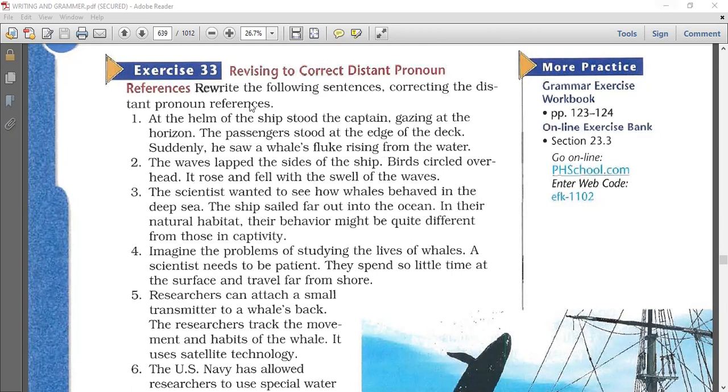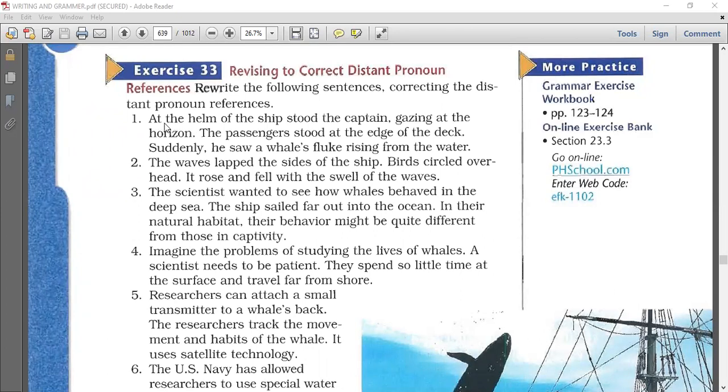I'll do number 1. At the helm of the ship stood the captain. This is the antecedent. Gazing at the horizon, the passengers stood at the edge of the deck. Suddenly, the captain saw a whale. We can replace the pronoun "he" with the antecedent, the captain. Okay?